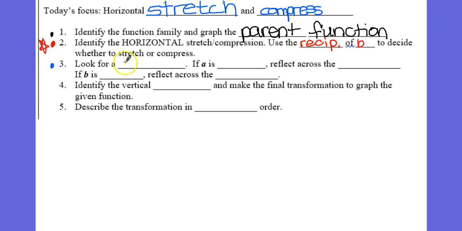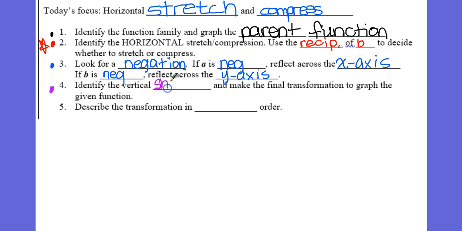Then step 3, we're going to look for any negations, if we have to flip anything over or reverse any points. So if A is negative, remember A is outside the parentheses, so that's a vertical action, right? It'll reflect across the x-axis from top to bottom or from bottom to top vertically. And if B is negative, we'll reflect across the y-axis because B is in the parentheses, so it has a horizontal action.